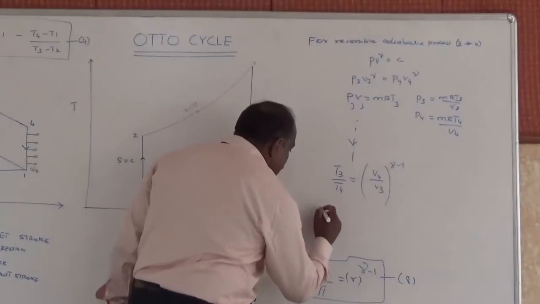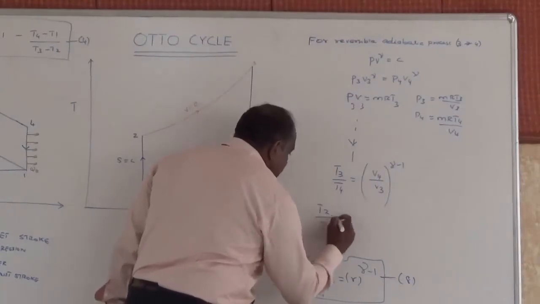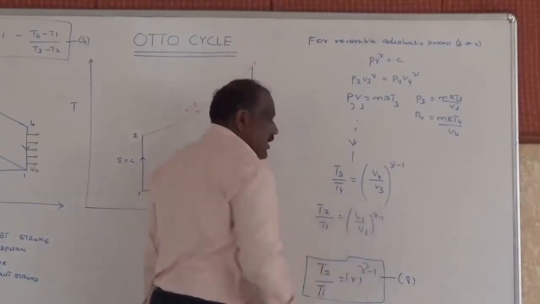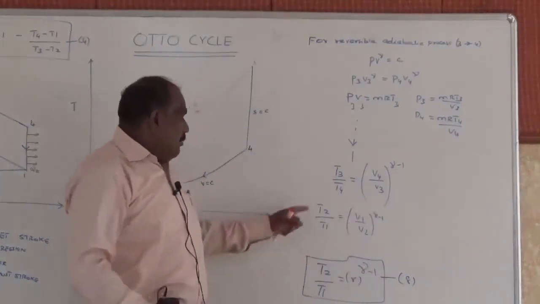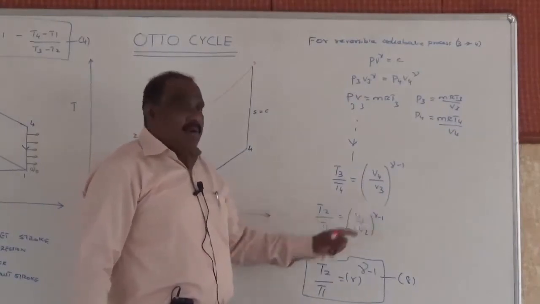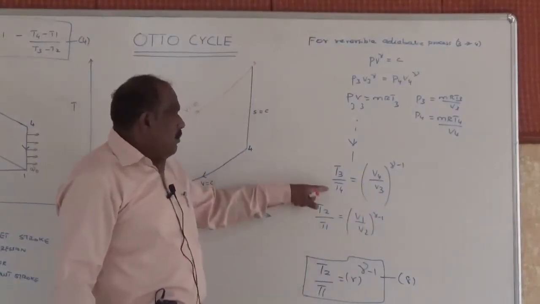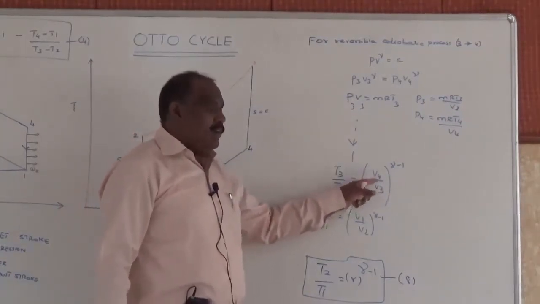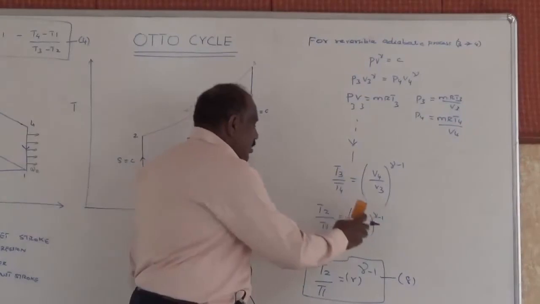How? Here we have T2 by T1 equal to V1 by V2 whole power gamma minus 1, isn't it? So now the temperature and the volume are inversely proportional to the power gamma minus 1. Similarly, here also we have temperature, but it should be inversely related. So T3 by T4 will be equal to V4 by V3 whole power gamma minus 1.